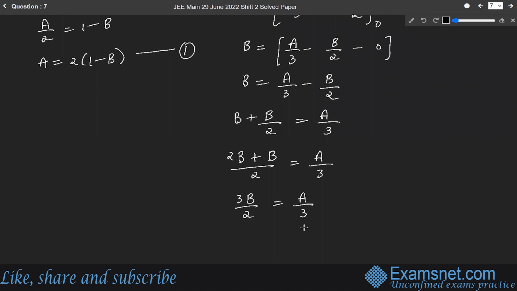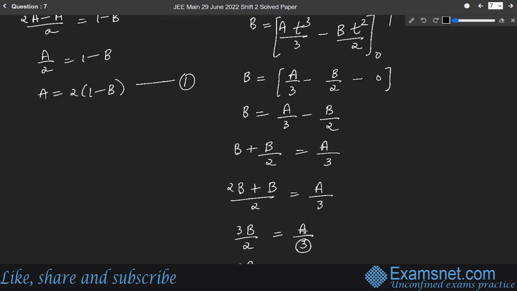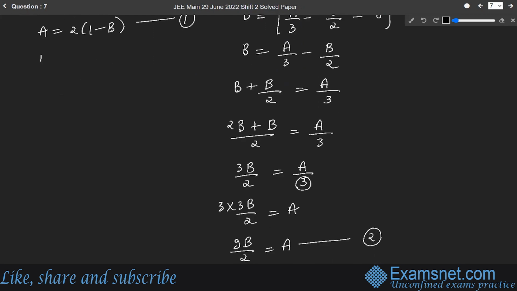So if we want it in terms of a, this 3 will go to the left hand side, so it will be multiplied. So 3 into 3b upon 2 is equal to a. Now what is 3 into 3b? It is 9b. So 9b upon 2 is equal to a. So consider this as equation number 2. You can see that we have two equations. First equation is a is equal to 2 into 1 minus b. And what is the second equation? Second equation is a is equal to 9 into b upon 2.